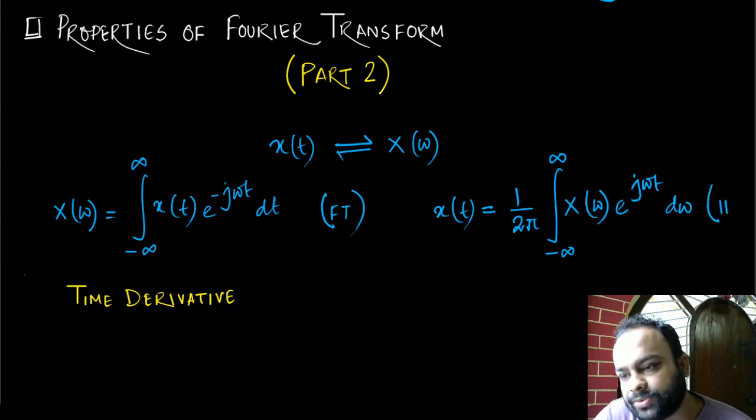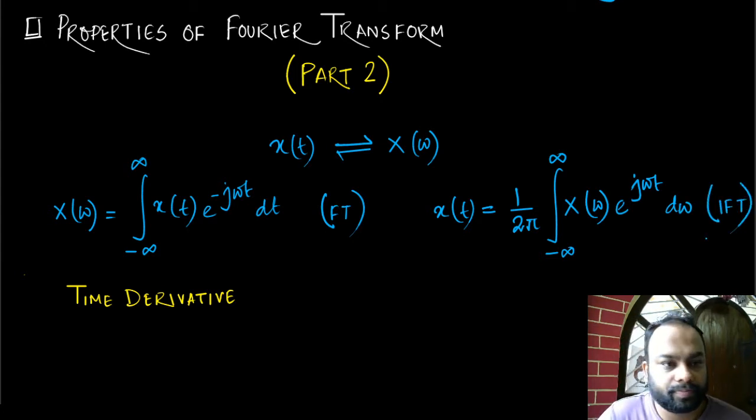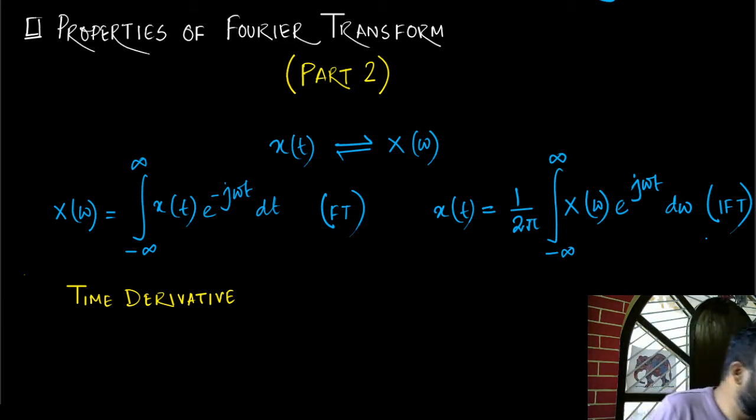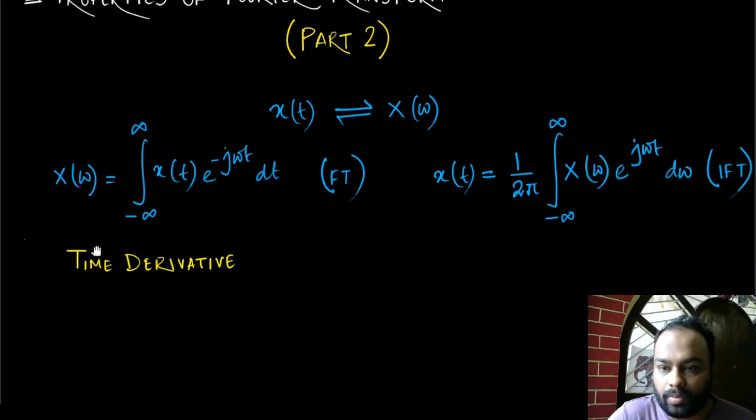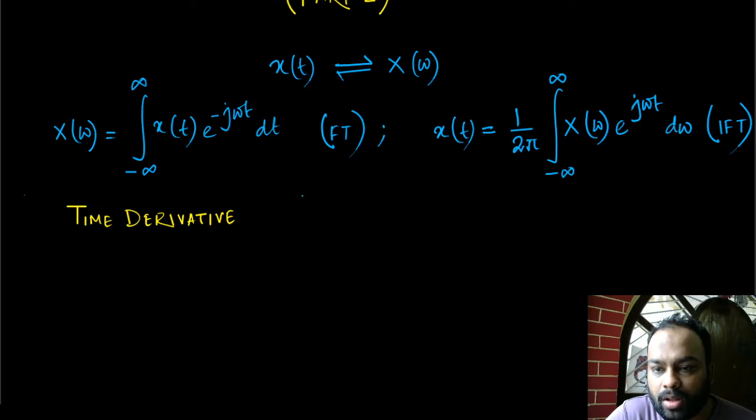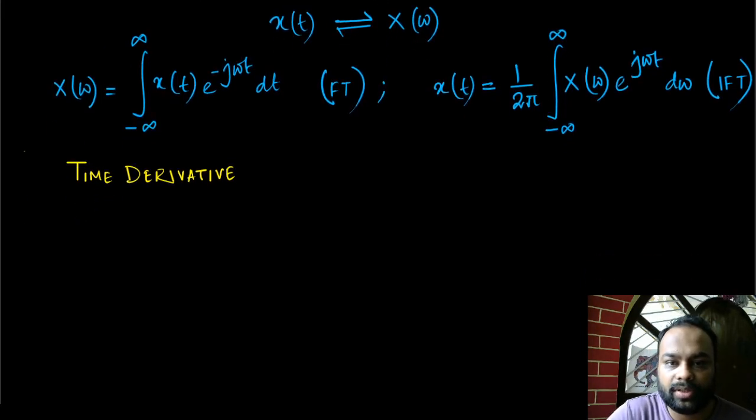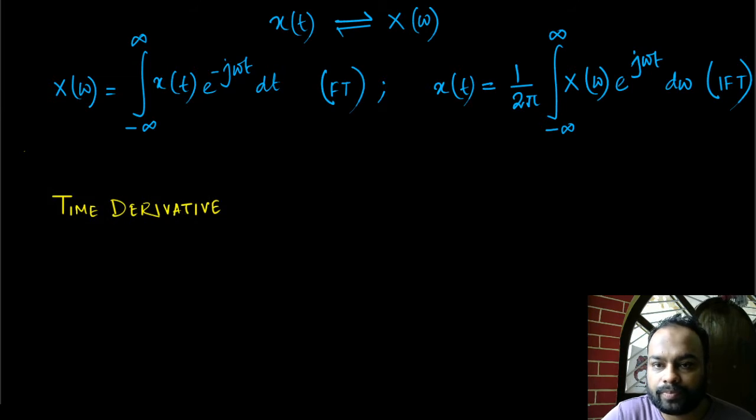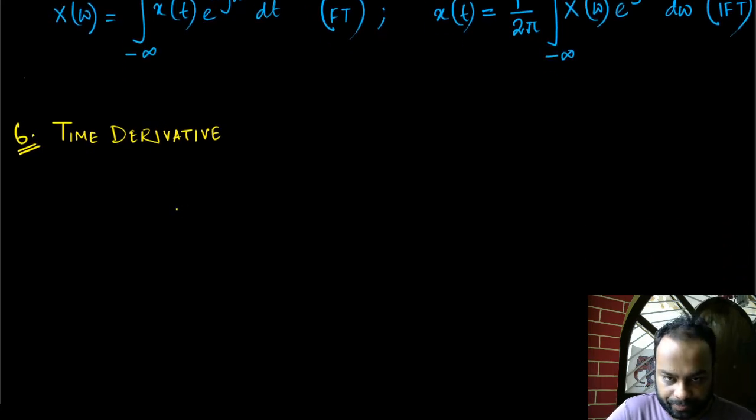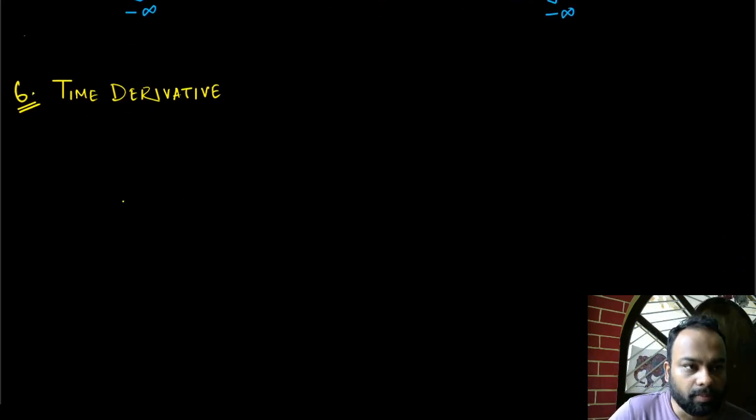That's the inverse Fourier transform. Okay, all right. So with that said, let's move this here. So that's going to be property number 6, right? Time derivative.